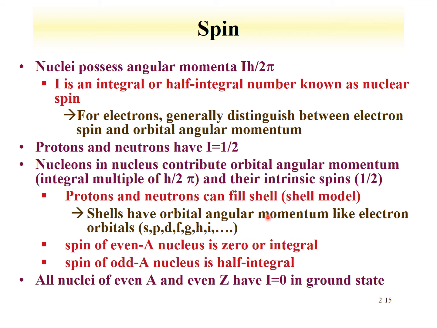Even A nuclei tend to have 0 or integral spins, and the odd A nucleus tends to have a half-integral spin. For an odd A nucleus, the unpaired nucleon, either a proton or a neutron, is going to be responsible for the spin of the entire nucleus. All even nuclei are 0 in the ground state, 0 spin.